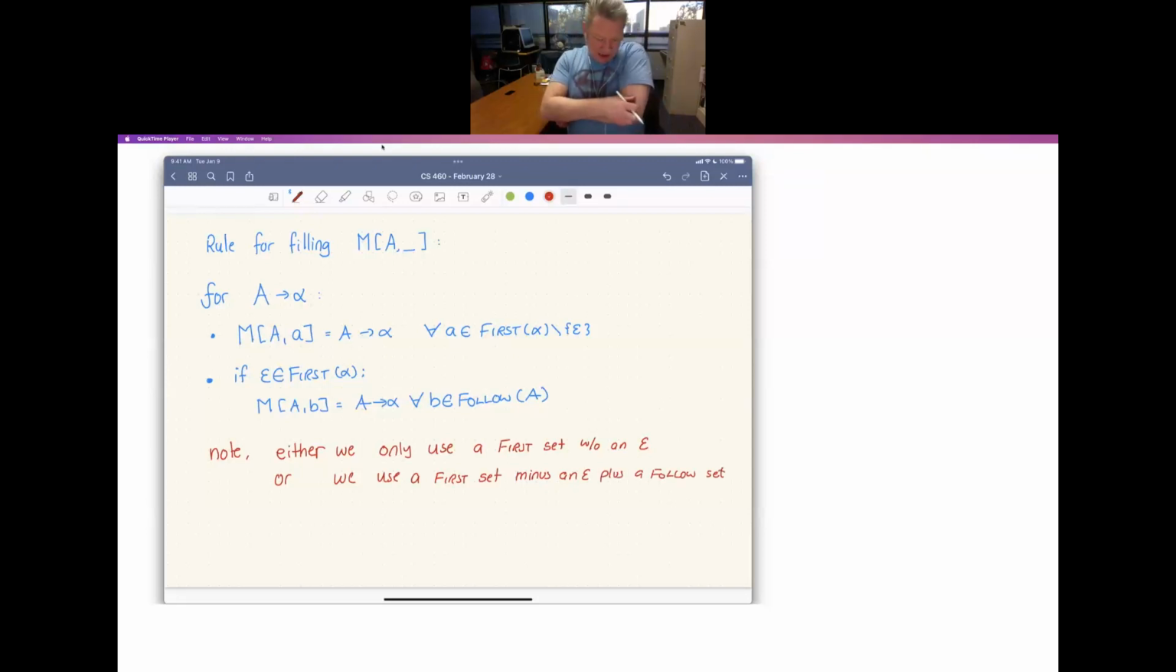Could I define a function that would give me that as one set? Because if I look at what I'm doing here, I'm setting an entry in this row of the parsing table in both cases, and I'm setting it to the same thing. I'm just quantifying over different sets. In one situation, it's for all a in the first of alpha, and in the other it's for all a in the first of alpha minus epsilon plus all the elements in follow of A.